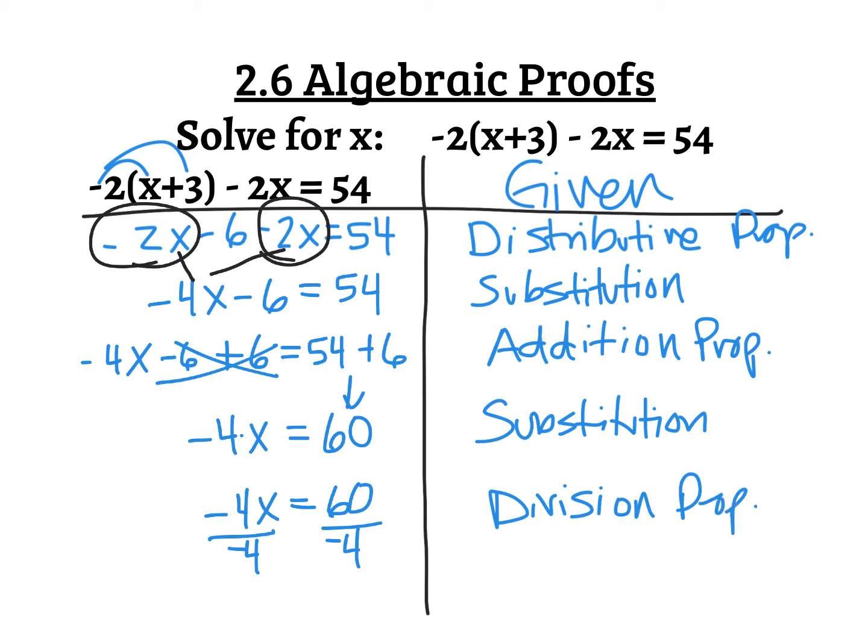Division property of equality. And then finally, we're going to start simplifying and leave x on its own. X equals negative 15. What happens here? Well, these cancel to 1. We were able to replace this fraction, 60 divided by negative 4. Instead of writing it as a fraction, we can write it as a whole number without changing its value, so we call this substitution.